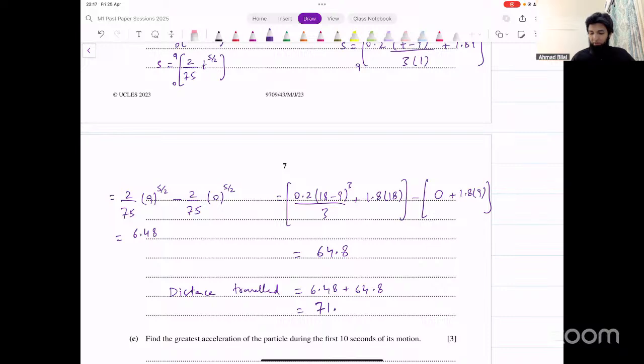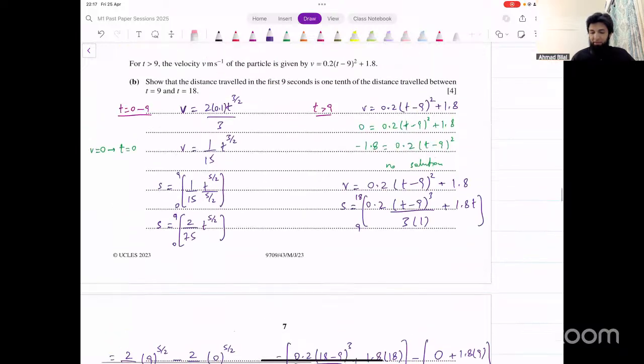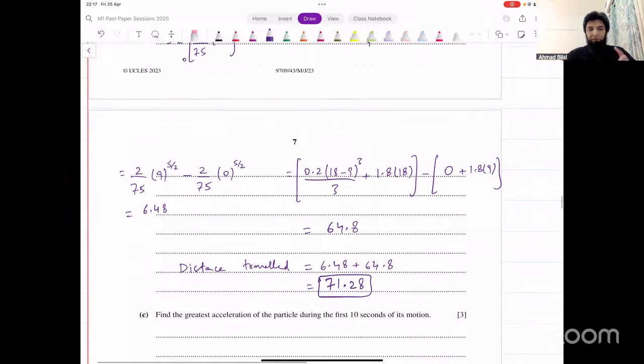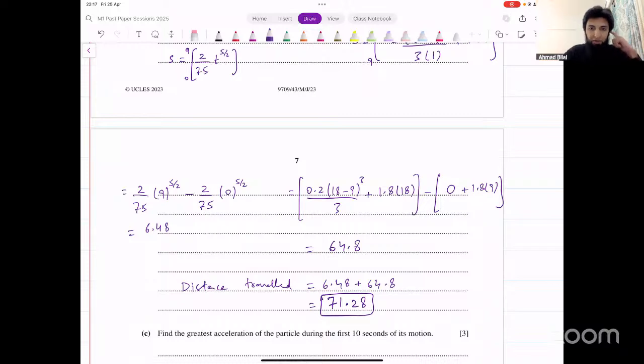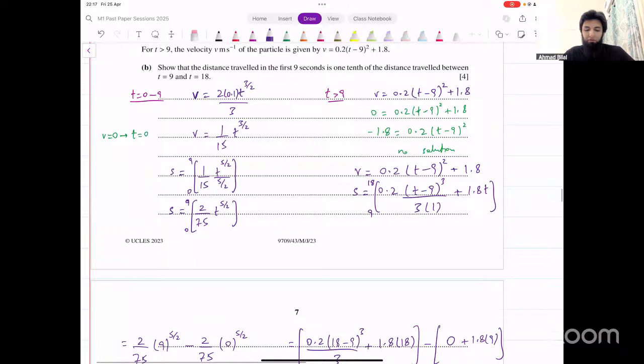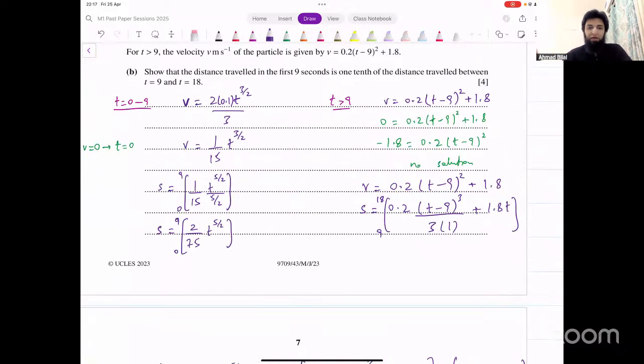71.28. This is an exact number, so you can just write down the whole thing. And that's your final answer. That's the distance traveled. Whenever you have to find distance traveled, you have to check for change in direction. If they're asking you for the displacement, in that case, you don't have to check for change in direction.